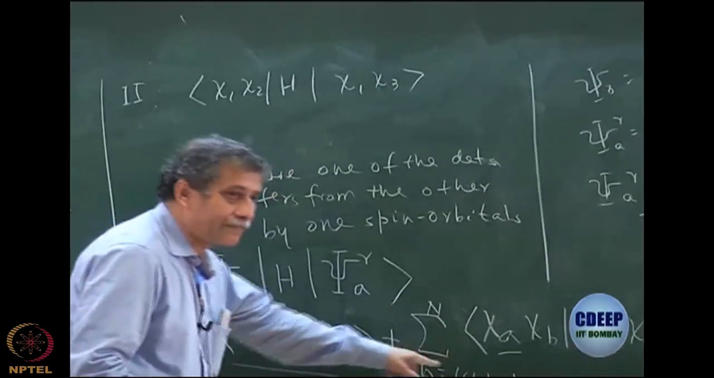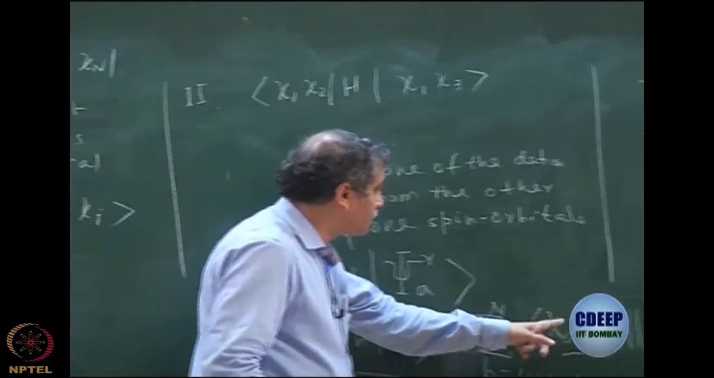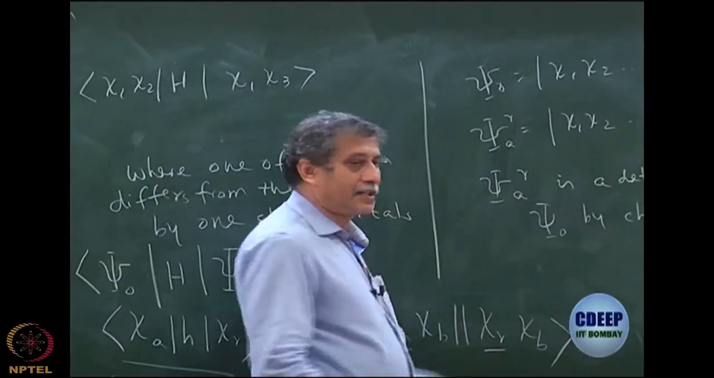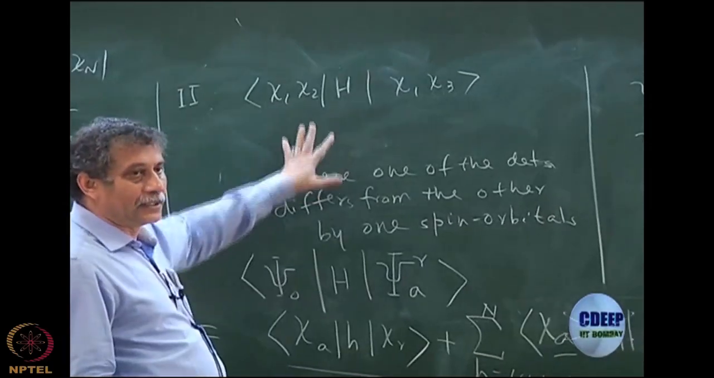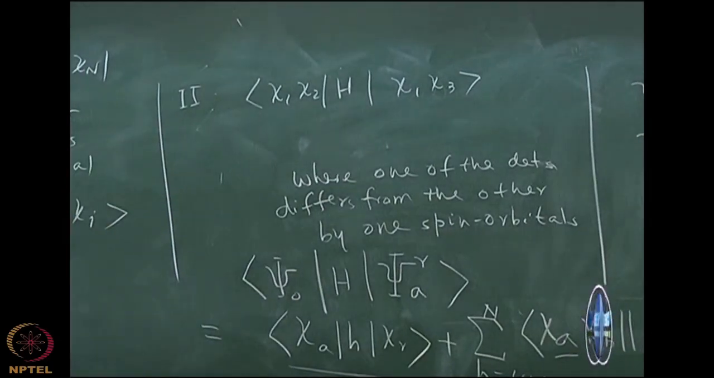So instead of a double summation, you now have a single summation, only on one of the spin orbitals, because the other two are fixed. And again, please check this with a very simple example. And here there is only one term.